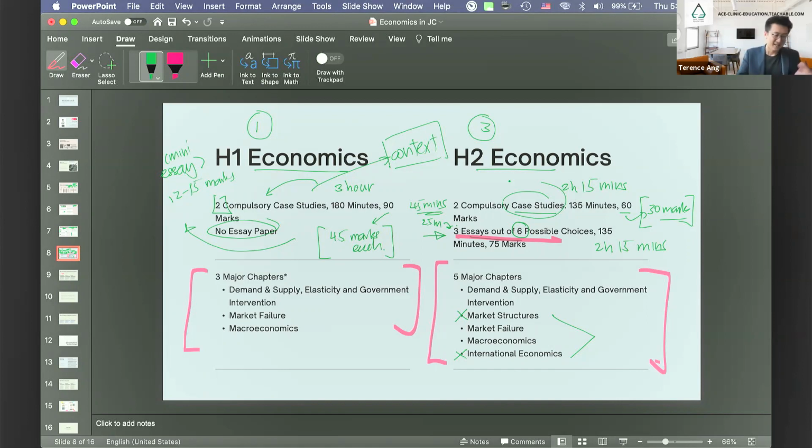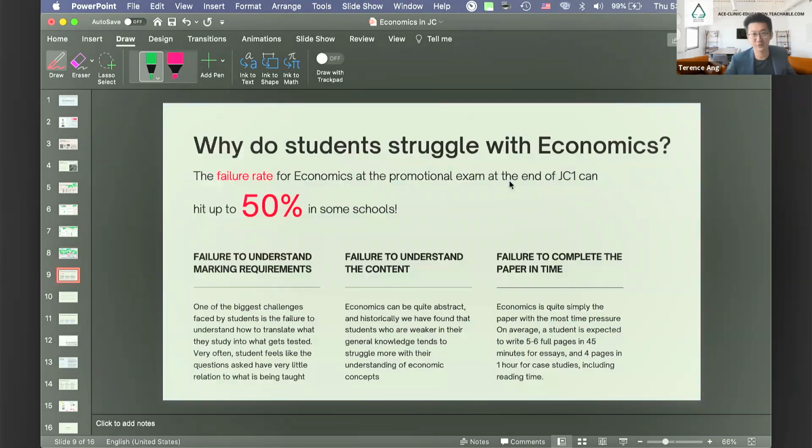Okay, so that's the basics of the subject and H1 versus H2. So now let's talk about the thing that everyone's interested in, which is why do people struggle with econs, right? So here's a rather scary statistic, right? That really emphasizes the challenge that students face in economics in year 1.